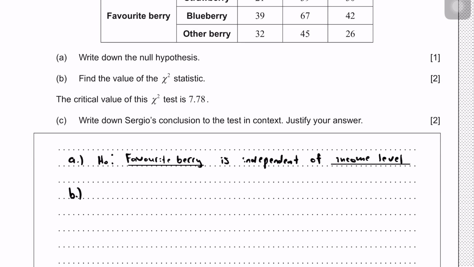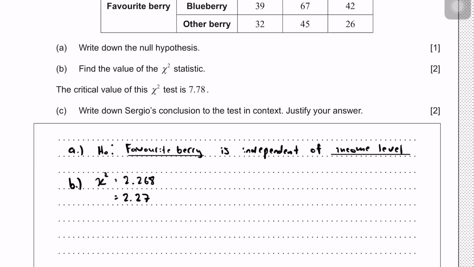So chi-squared is equal to 2.268, or we could say 2.27 to 3 sig figs. All right, 2.27.